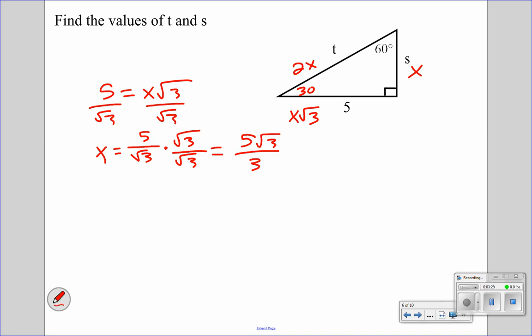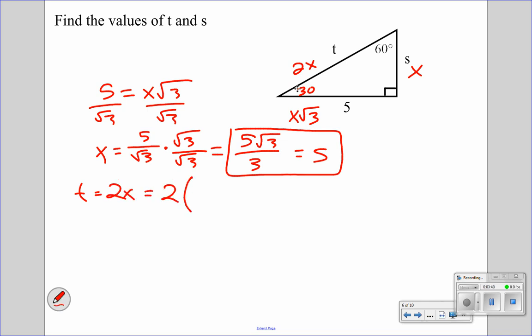Our x value is s, so we know that s equals 5 square roots of 3 over 3. Now to solve for t, t simply equals 2x, which means it's 2 times 5 square roots of 3 over 3, which simply equals 10 square roots of 3 over 3.